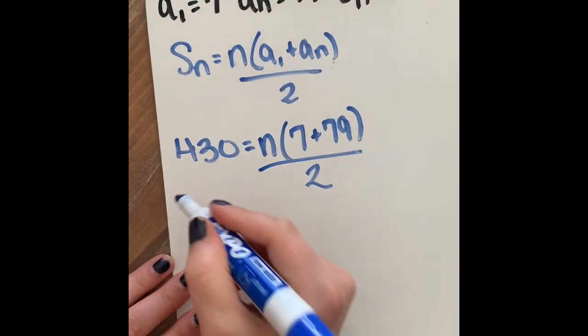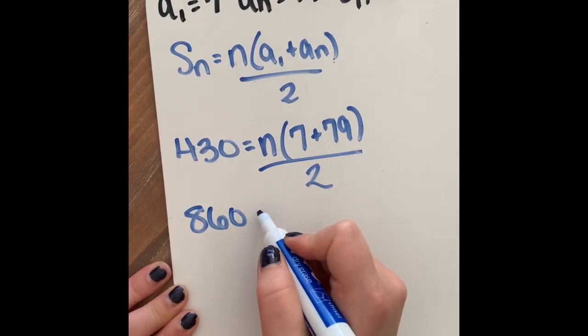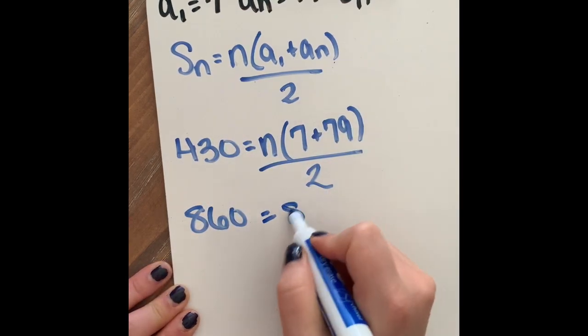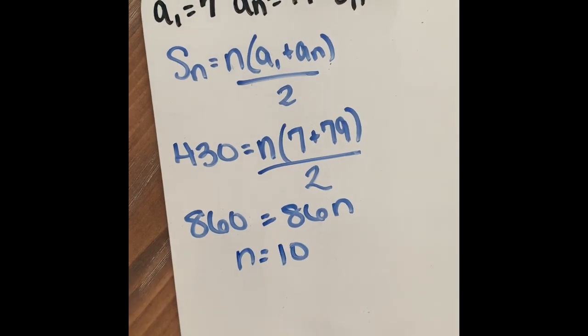I'm going to cross multiply there. We've got 860. Can you see this there? Yeah. 860 is equal to, we're going to combine my like terms. So I'm adding, we've got 86n. And then when we divide that out, n is equal to 10. But that doesn't answer the question.